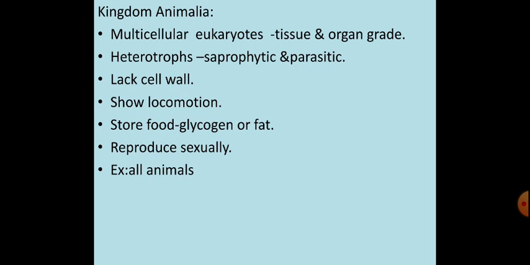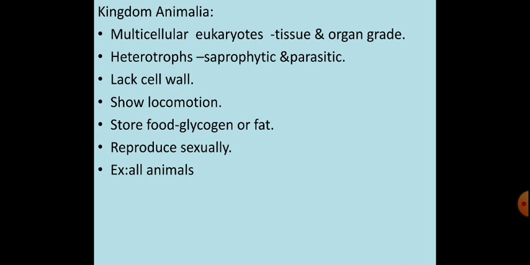That means they cannot prepare their own food. They might be saprophytic or parasitic. Animals depend on other organisms or other plants for their food. So either they are saprophytic, feeding on dead materials, or parasitic. That means they may live on other organisms or depend on other organisms for the absorption of food.